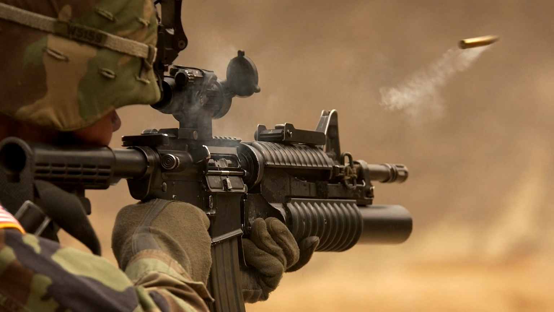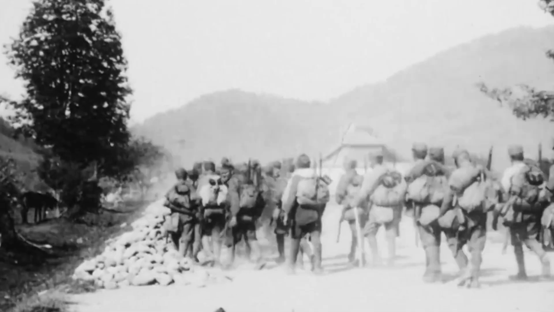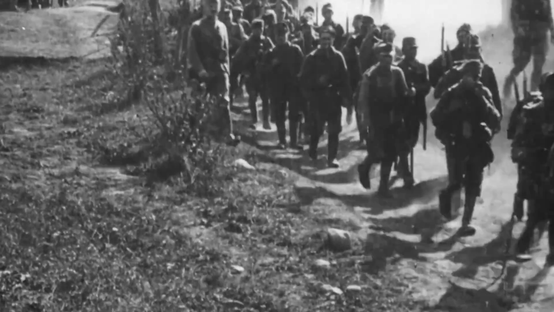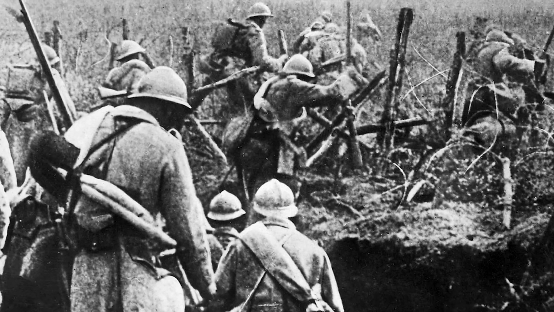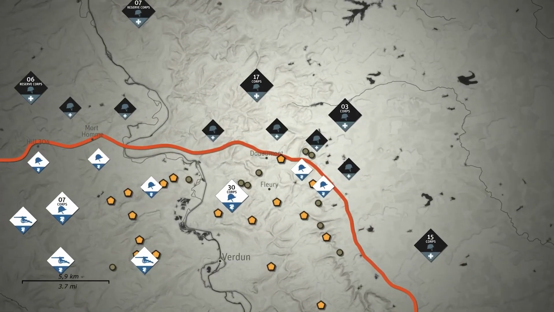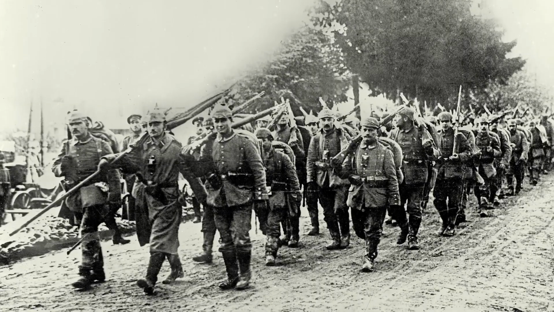New weapons such as machine guns, poison gas, and heavy artillery made the battlefield extremely deadly. Battles often lasted for months and resulted in enormous casualties while gaining very little territory. Famous battles, such as the Battle of the Somme and the Battle of Verdun, became symbols of the war's brutality. Millions of soldiers were killed or wounded in these horrific battles.